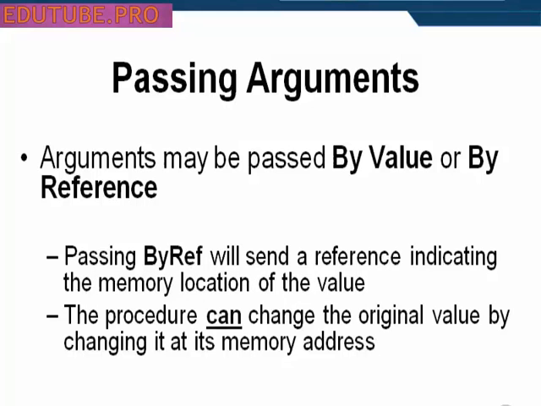The second alternative is to use ByRef, which is passing by reference. When you do so, passing by reference will send a reference indicating the memory location of the value. This means that the procedure will be able to change the original value, since it does know the memory location and it has the ability to change it at the memory address. Remember, if you do not specify either by value or by reference, the default is by value.